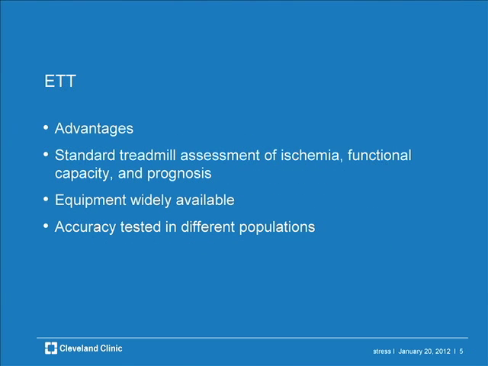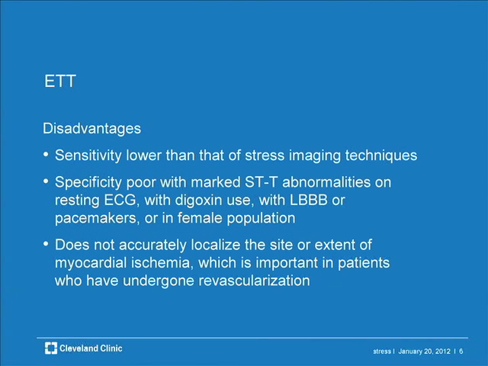Now, let's start with some of the modalities we have, and we'll go over some of the advantages and disadvantages. So what's important about the exercise stress treadmill test, which has no imaging with it? It's very cheap. It assesses the functional capacity. It's been studied for prognosis for years and years, with over 40, 50 years of assessment of prognosis with this modality. The equipment, every place has a treadmill. Many offices in the community have treadmills, so it doesn't require high-end technology. And the accuracy is tested in many populations: males, females, young, old, post-MI, pre-revascularization, post-revascularization, diabetics, non-diabetics, and so on and so forth.